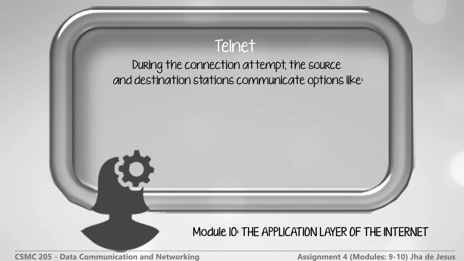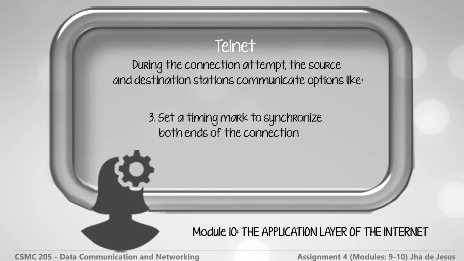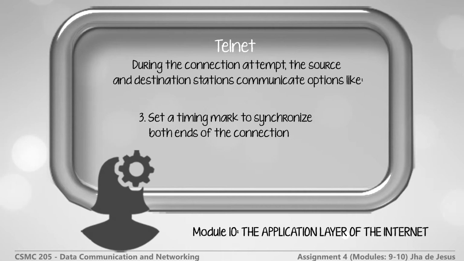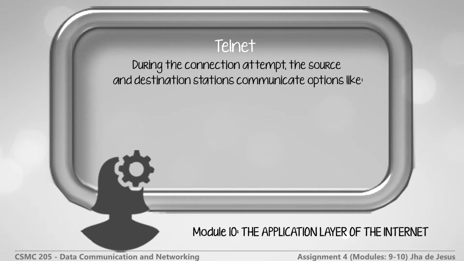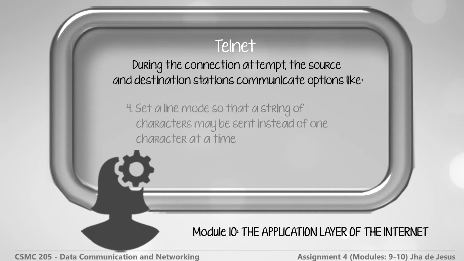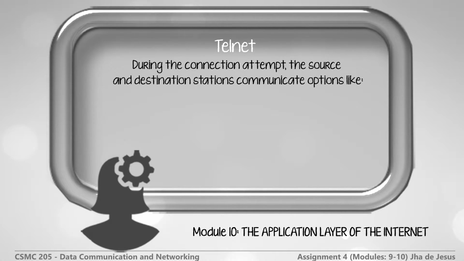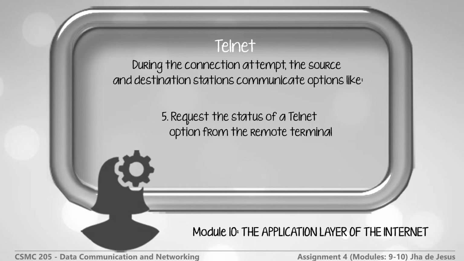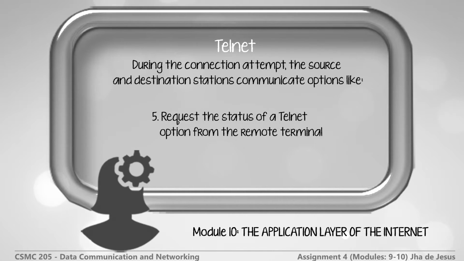During the connection attempt, the source and destination station communicate options like: first, which side will echo characters. Second, specify what terminal type to use. Third, set a timing mark to synchronize both ends of the connection. Fourth, set a line mode so that a string of characters may be sent instead of one character at a time. And last, request the status of a Telnet option from the remote terminal.